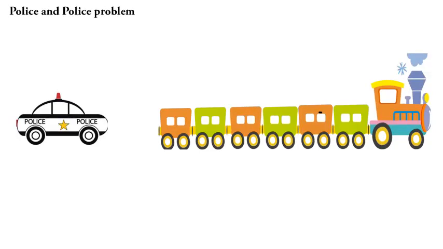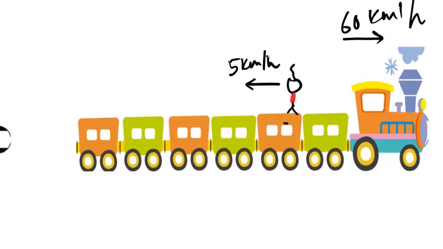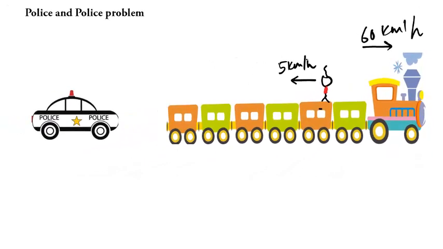Let's see. Let's say this train is moving at a speed of 60 km per hour. Now let's say there's a man, we'll call him Iqbal. This man is not a thief, he's a police officer. Now this man is running towards the police car at, let's say, 5 km per hour. Now why is he running? Because there's a bomb here, which is going to explode, and this will explode the whole train.